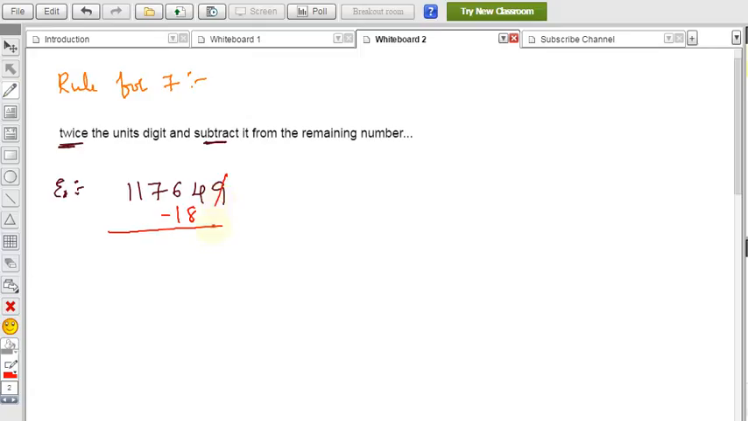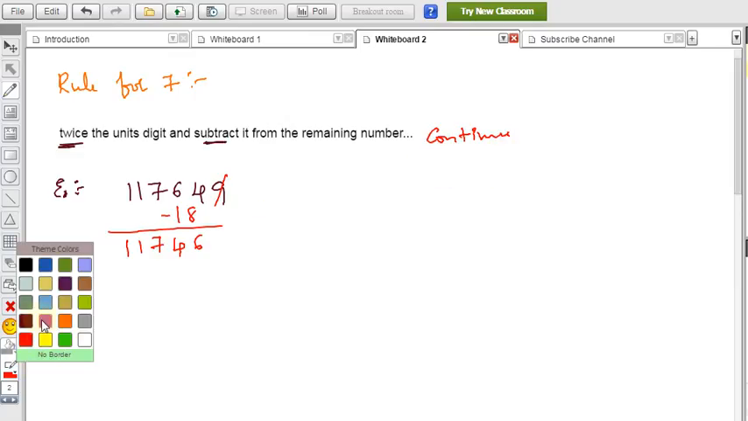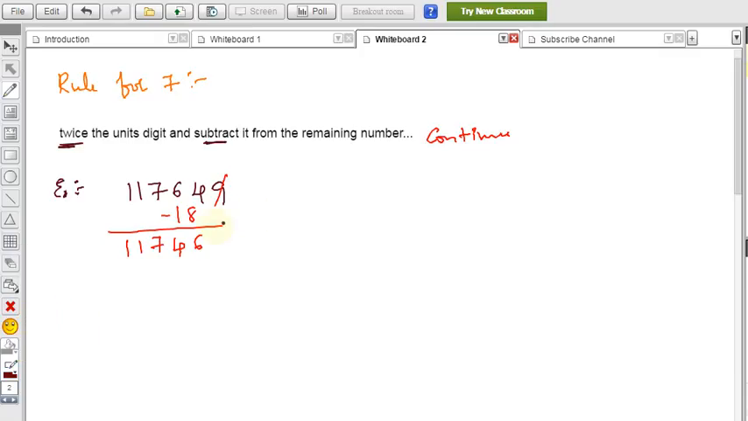14 minus 8, 6; 5 minus 1, 4; 7, 1, 1. Now again you have to continue this step. Continue it until you get a single digit or you get a multiple of 7. Now let us apply the same thing. Now the last digit is 6, twice the last digit: 6 doubled is 12. 12 subtract from the remaining: 2, 6, 1, 1.